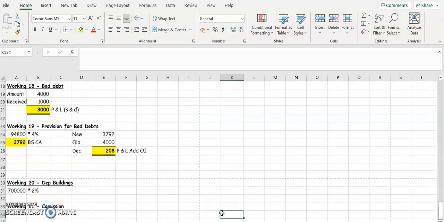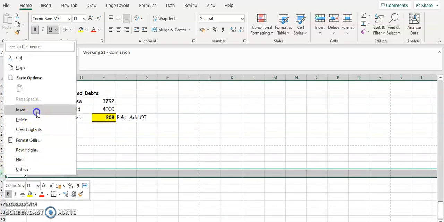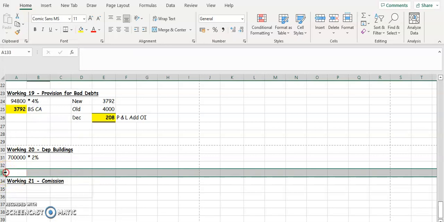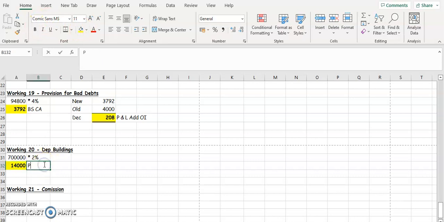So our depreciation then, that goes into your profit and loss and goes into your balance sheet as part of your accumulated depreciation. It's going to be 14,000. So that 14,000 goes into your profit and loss underneath admin, and it's also going to go into your balance sheet as part of your tangible assets in your accumulated depreciation section.